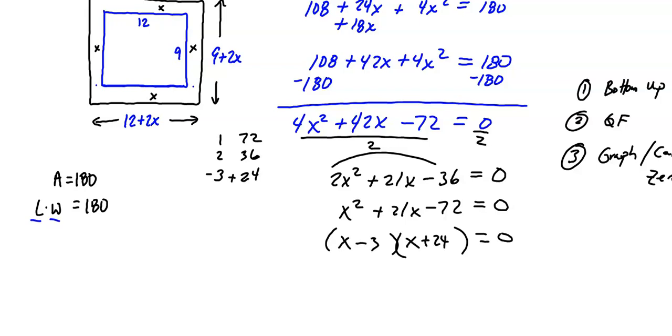And then I often forget to do this. I have to now undo, up here where I multiply by that 2, I've got to now divide by the 2. And that gives me, if I turn this into a decimal, 1.5 and 12.